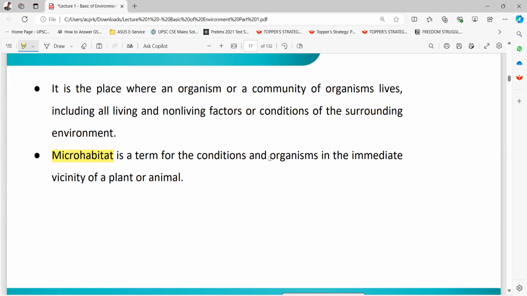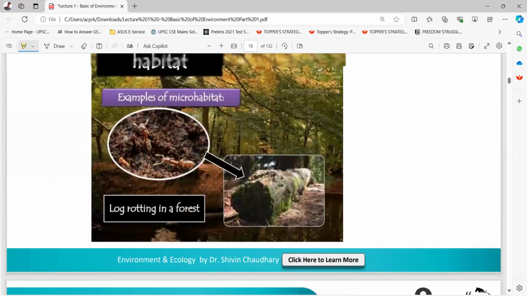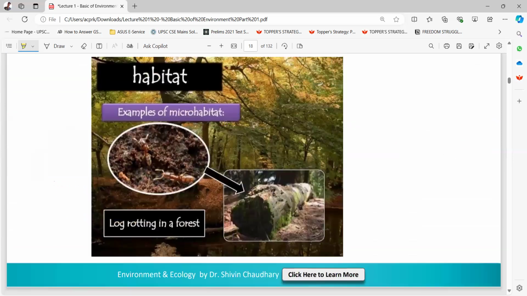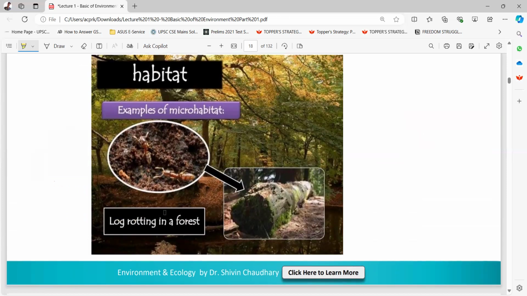Microhabitat is a term for the conditions and organisms in the immediate vicinity of a plant or animal. Examples of microhabitat: a log rotting in a forest.